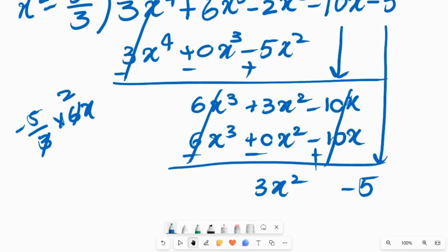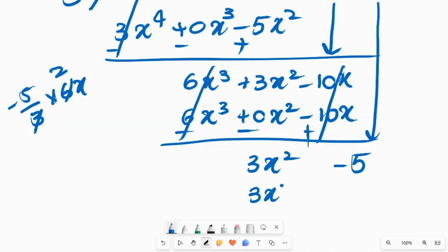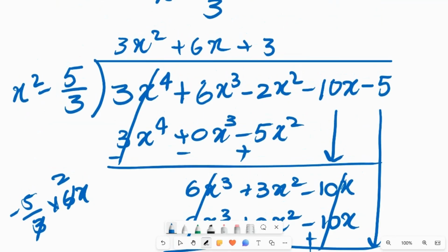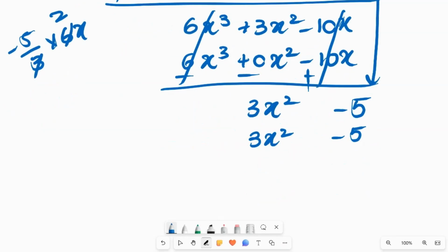So next, what would I multiply? I would multiply 3, so plus 3. So x square into 3 is 3x square, and minus 5 by 3 into 3 is minus 5. So this would be minus 5. Now change the sign. This would be minus, this would be plus, and if I add, I would get 0. Since minus root 5 by 3 and root 5 by 3 are the zeros of the polynomial, when we divide the polynomial with the factors, we get remainder as 0.